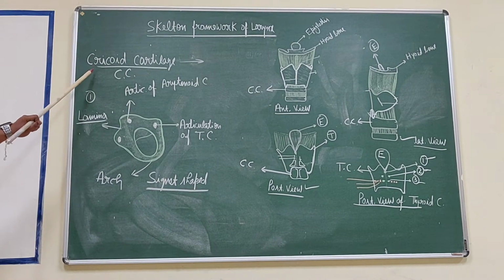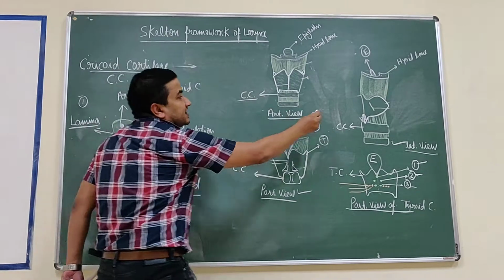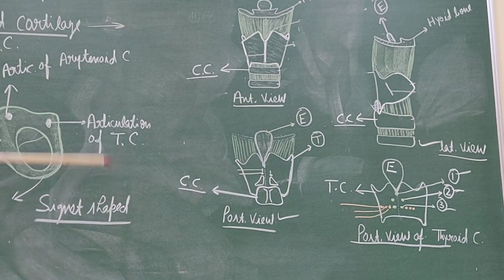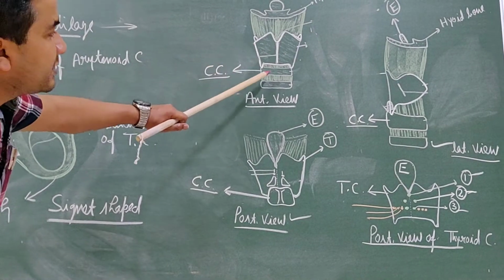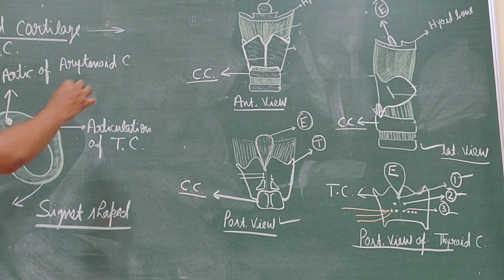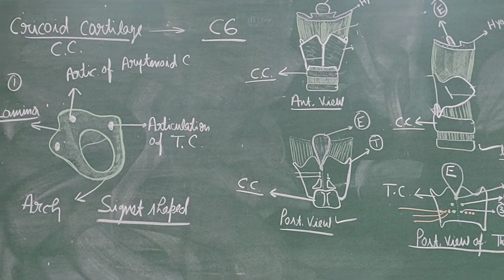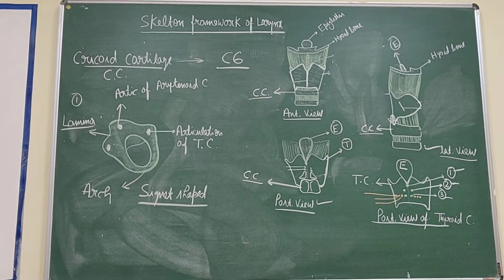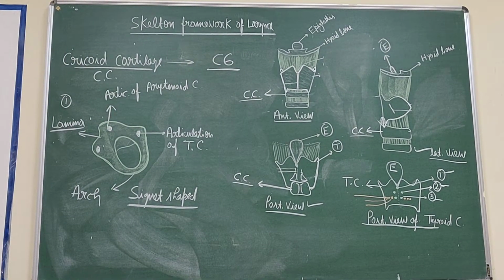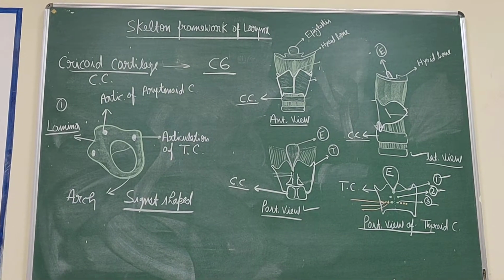Now next, the cricoid cartilage. This is the cricoid cartilage. It is situated below the thyroid cartilage and it lies at the level of C6. At the lower border of the cricoid cartilage, the pharynx becomes the esophagus, while the larynx becomes the trachea.